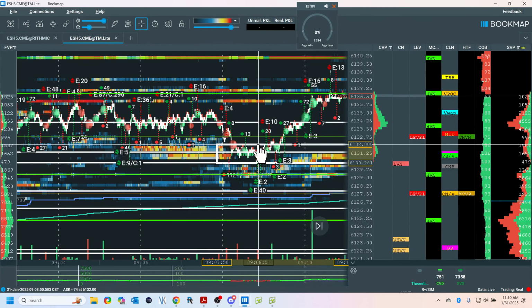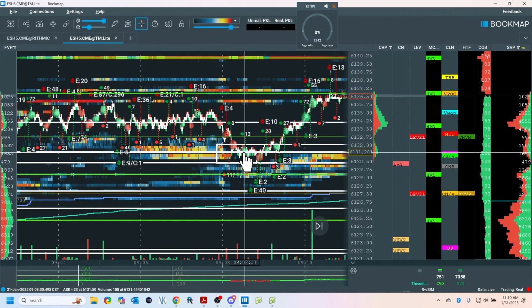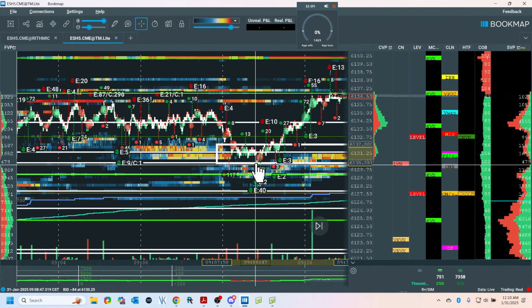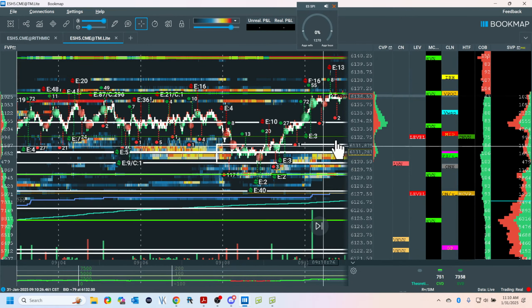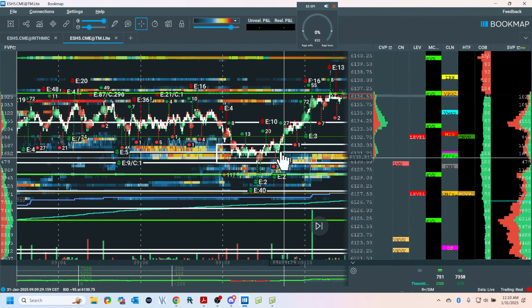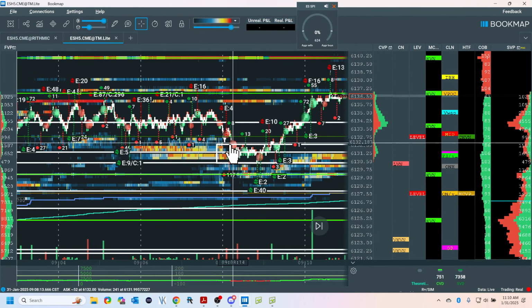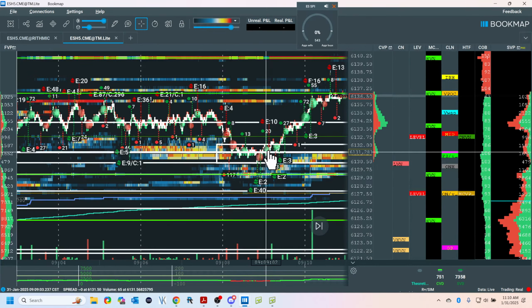So the sellers are here, the buyer is here. I'm looking for a change in behavior. Sellers are now still in control under the buyer, going to zero. Okay, except I'm at a location, right? So I know I'm in an area of interest for me and I'm in an uptrend. So buyers are above the seller right here.